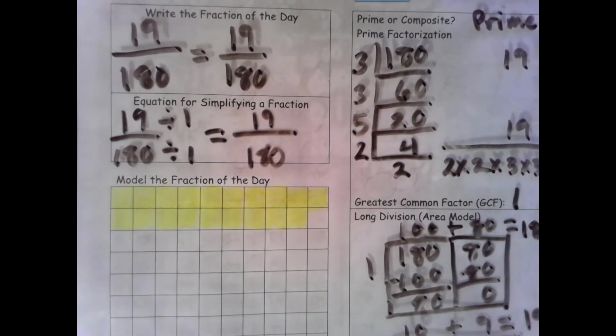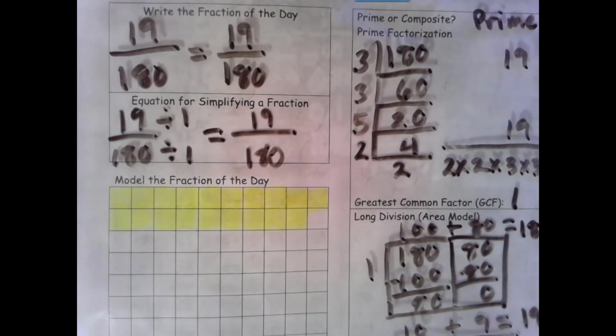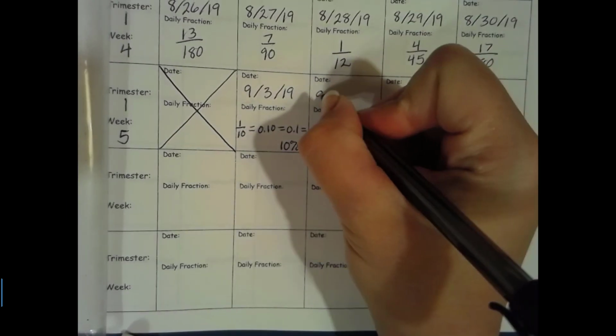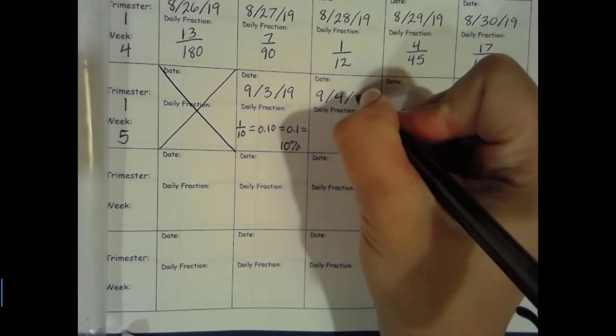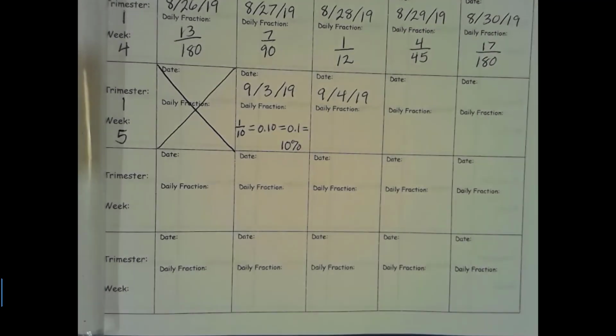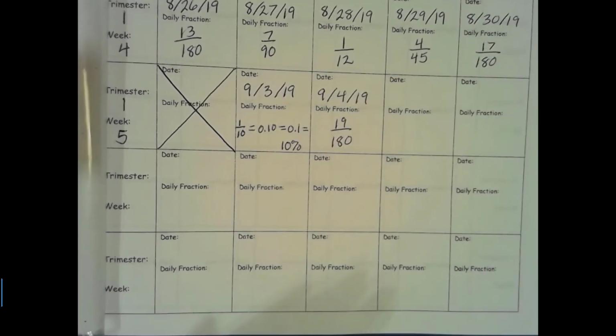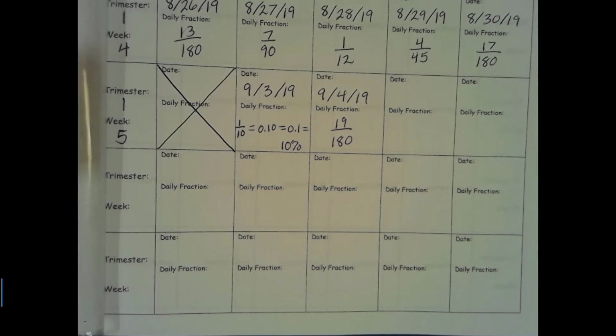Now let's go ahead and fill in our data collection page. Okay, trimester 1, week 5. Today is 9/4/19. And our fraction for today is 19/180ths, because 19 is a prime number. It is not a factor of 180, so our greatest common factor was 1.